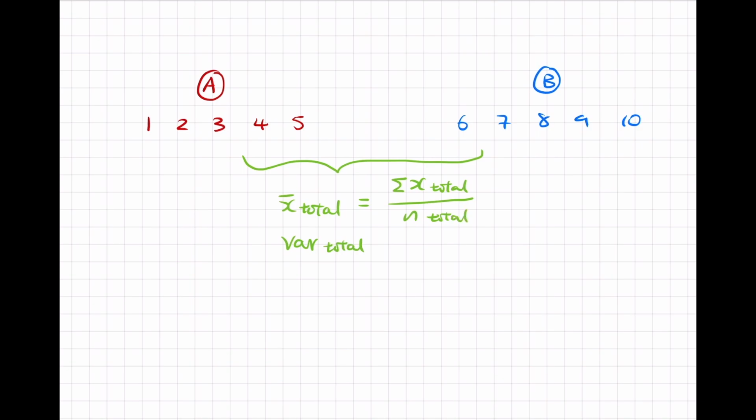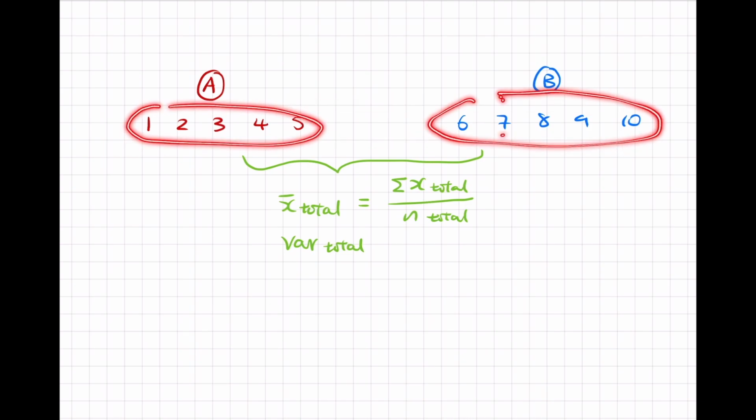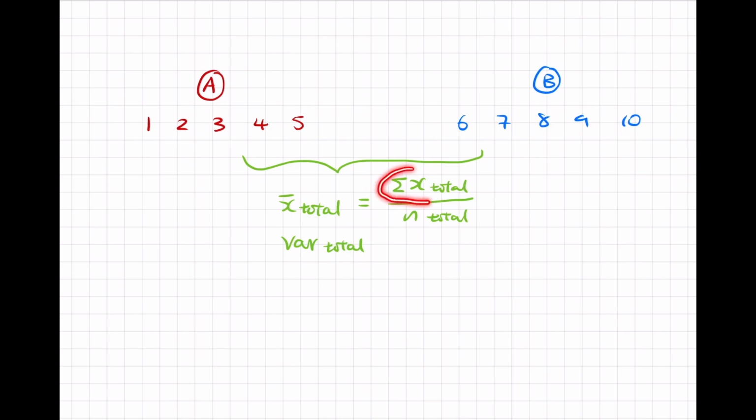You may be thinking, well, this is so easy, I can just add these two sets of data together. But in some cases, we are not given all data and we are only given some information about the data. Therefore, we won't be able to work out the total sum of x straight away. So let's use this simple example to get the idea of how to work out the total sum of x.